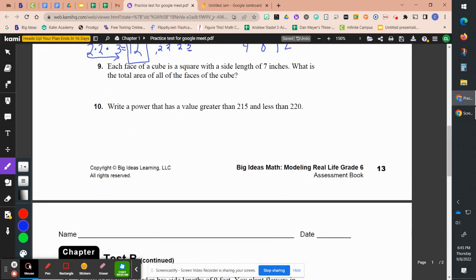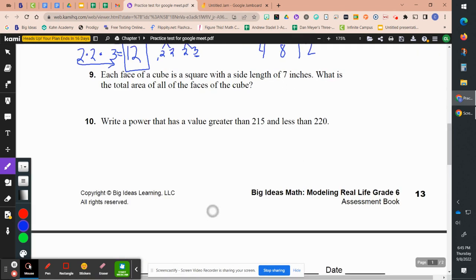Question number 9. Number 9. Woohoo! Says the face of a cube is a square. It's a square with a side length of 7 inches. Well, if you have to find the total area of all the faces of the cube, you're going to have to find the area of one of the sides. Well, it's 7 by 7, right? And 7 times 7, or 7 squared, is 49.